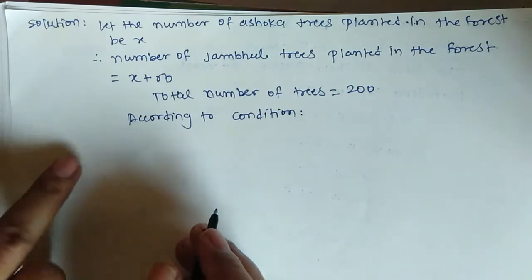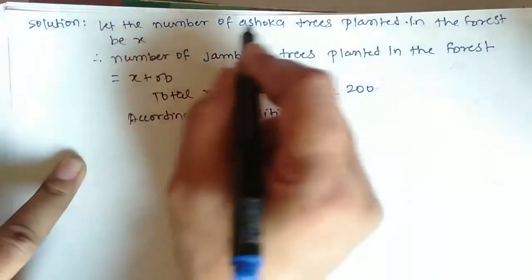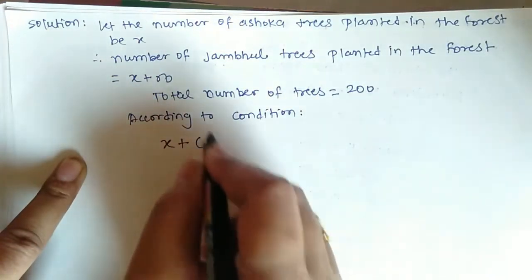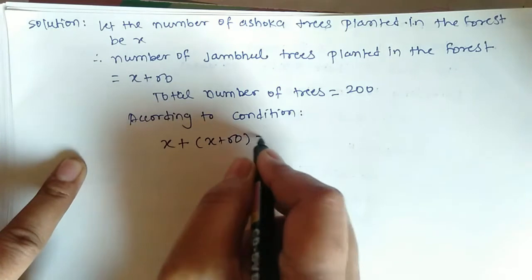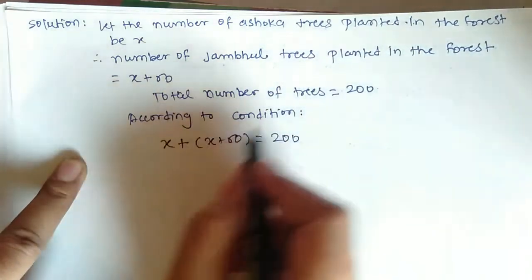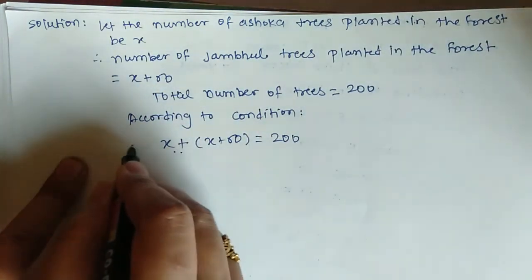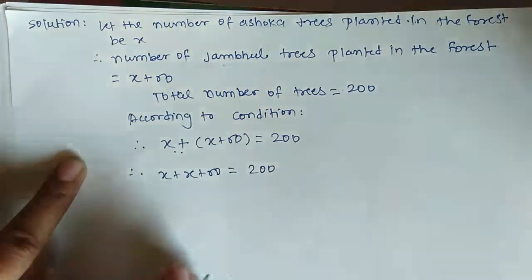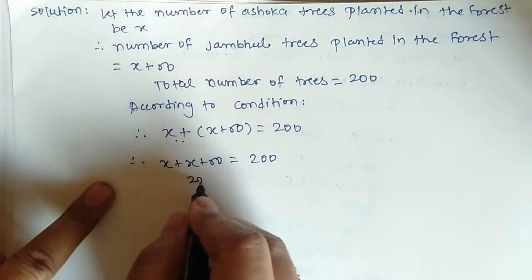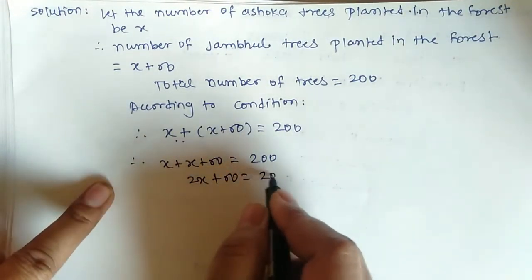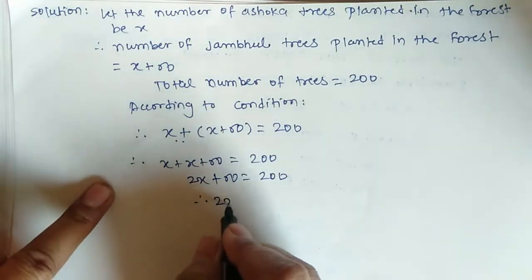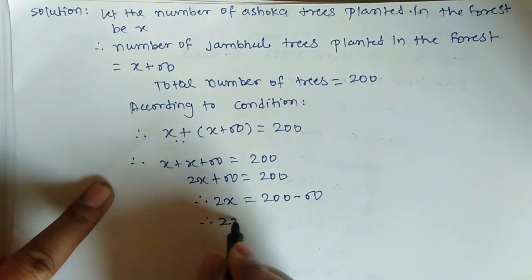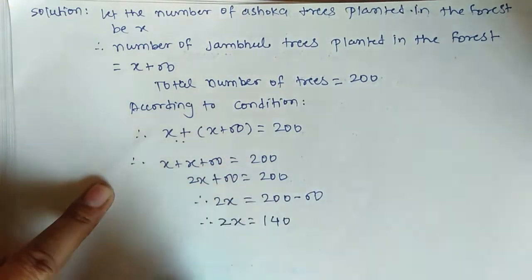we form the equation here. So number of Ashoka trees plus number of Jambul trees is equal to 200. Altogether means addition. So now solve this. Therefore x plus x plus 60 is equal to 200. So x plus x is twice x, plus 60 is equal to 200. Therefore this 60 goes to that side. 200 minus 60. So it is twice x is equal to 140.